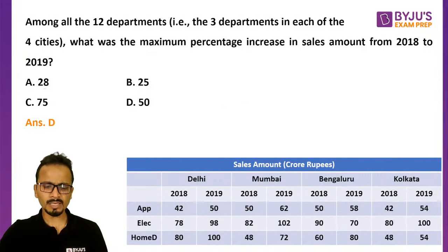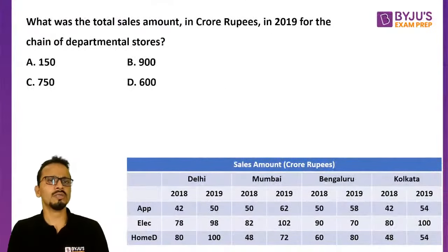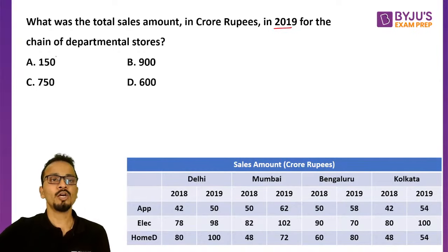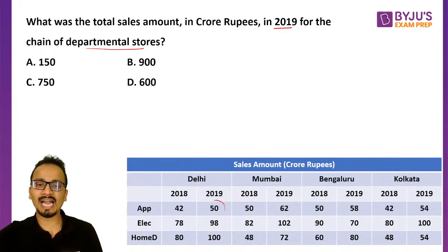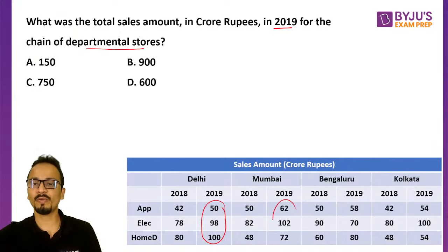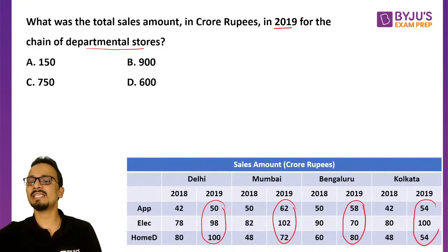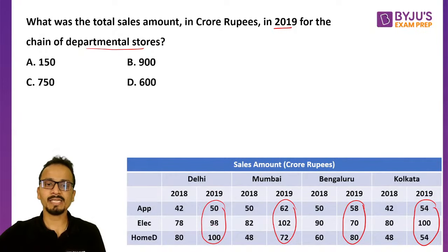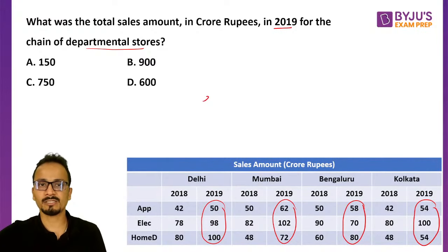Right? Now finally the last question. What was the total sales amount in crore rupees in 2019 for the chain of departmental stores? Okay, so I just have to add all these values of 2019. Okay, so I have to add all the values of 2019. For Delhi it is 198, 248.